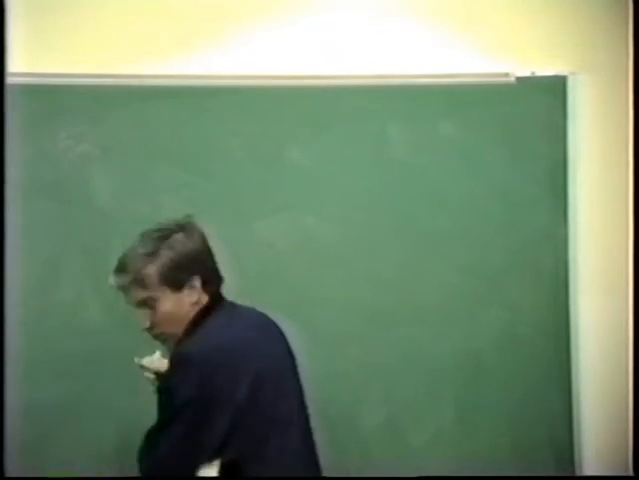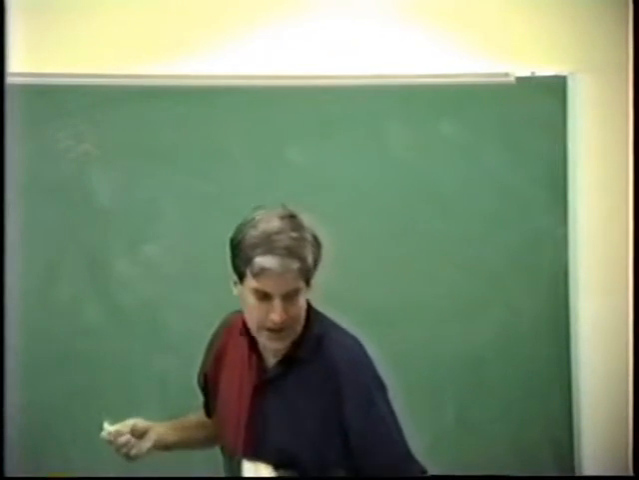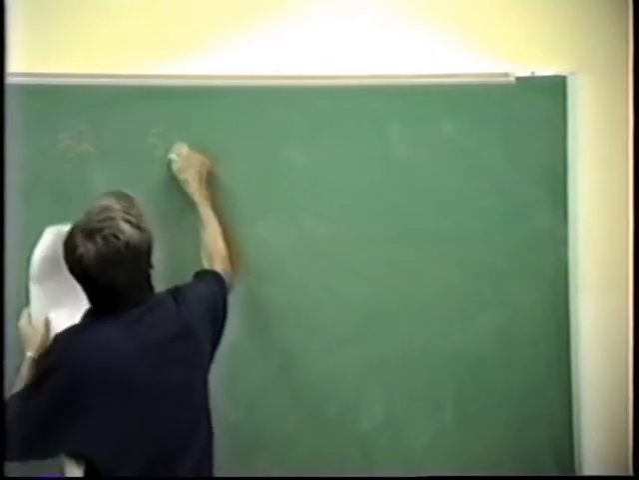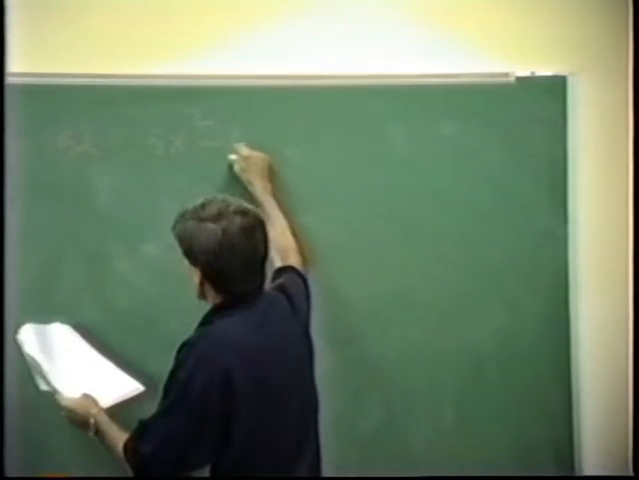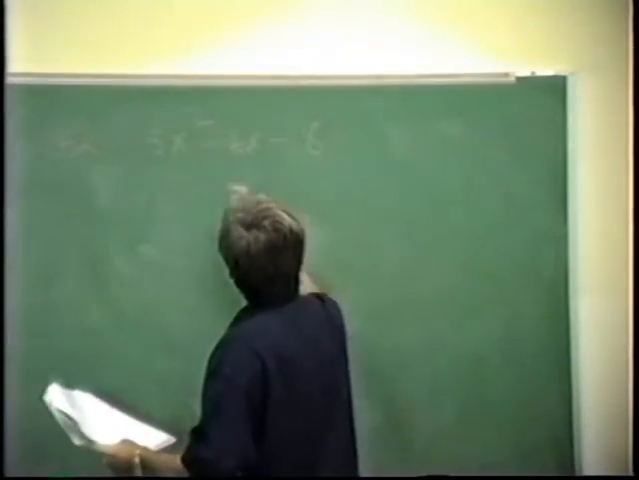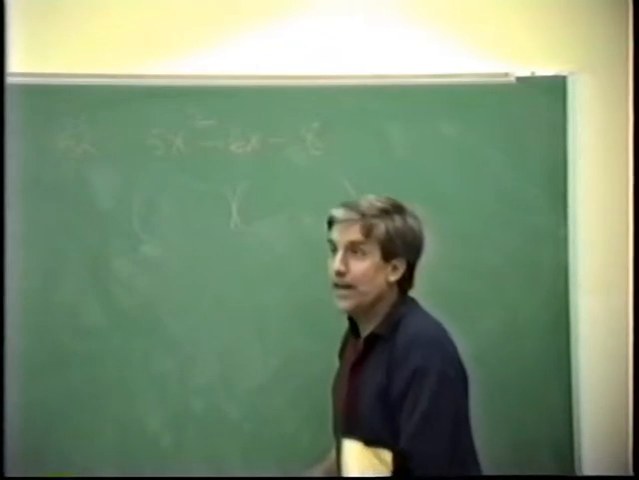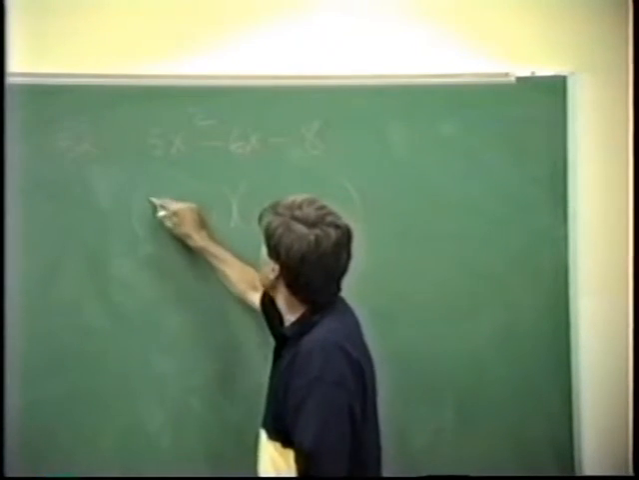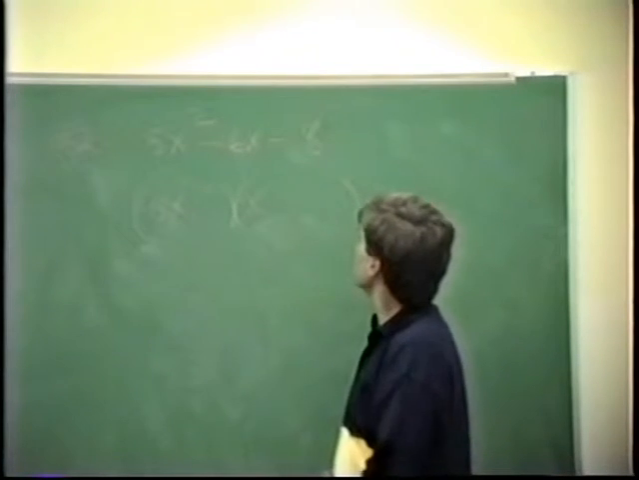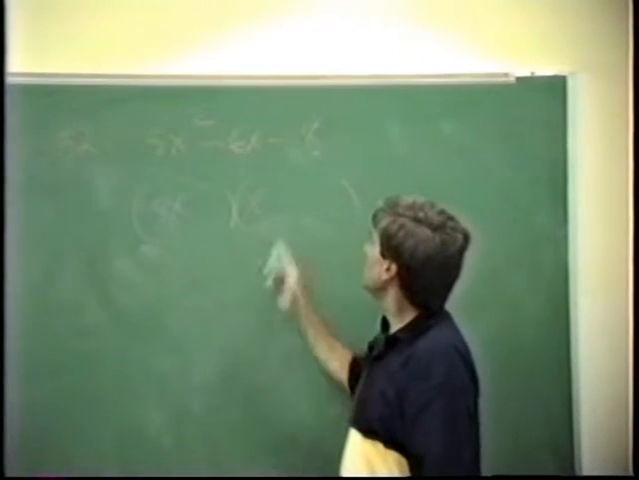Number 52, it says 5x squared minus 6x minus 8. So we'll start off with what? Two sets of parentheses. And start with what? 5x times 1x. Now what about the 8?